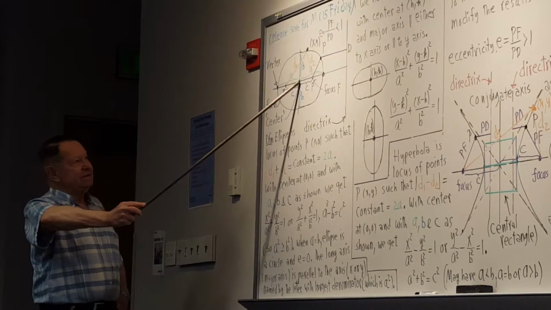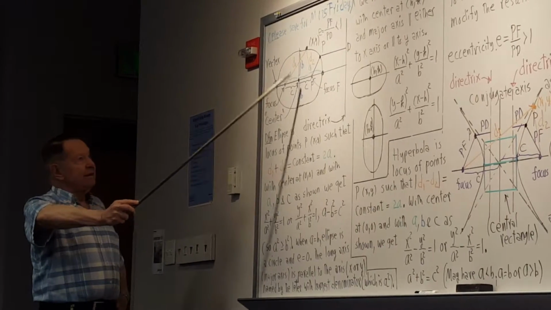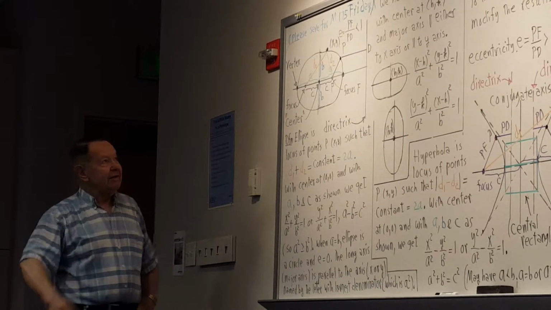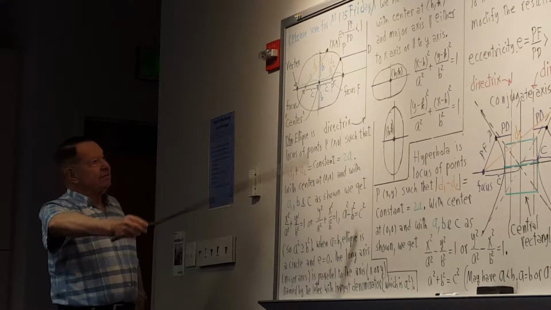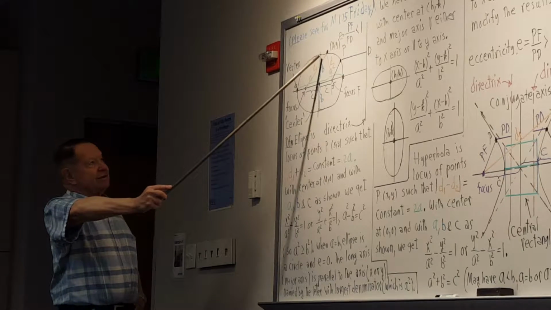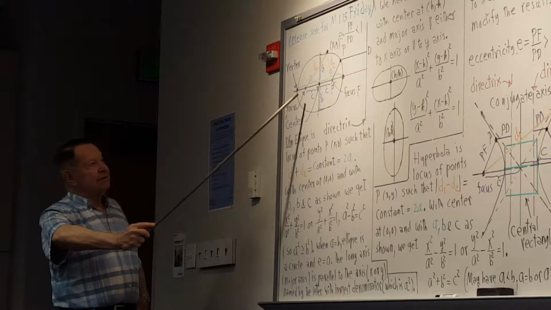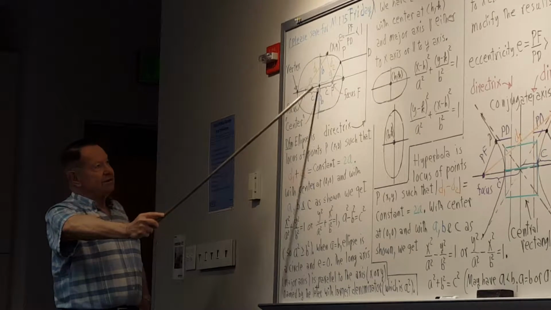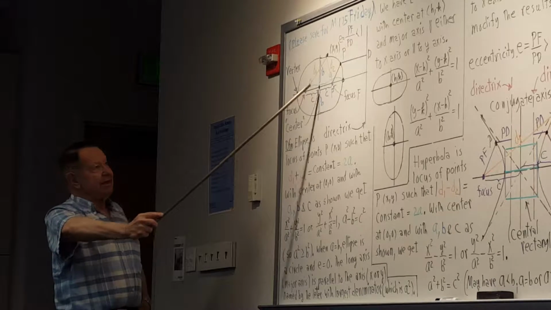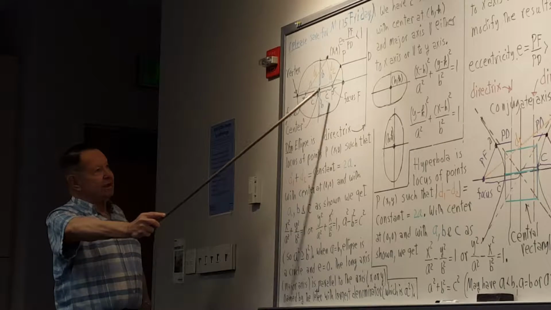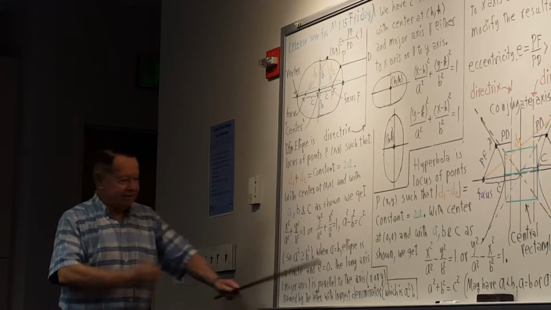So we have vertex there and there. The center of the figure, and I'm taking the center at the origin first, and then to construct the ellipse, we identify two focal points at distances C from the center of the figure. So there's a focus there, and there's a focus there.